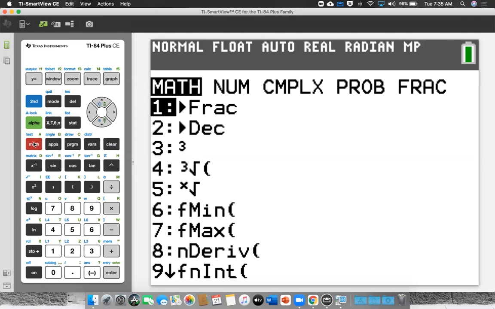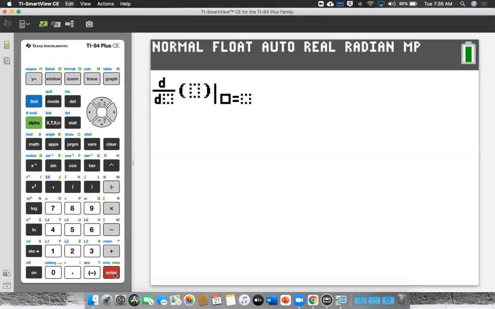Okay. And then there's a couple categories here: math, numbers, complex, probability, and fractions. We're going to stay with math, and we're going to go down past all of these to where it says nDeriv. Then you're going to hit enter. That should look familiar. That is what we've been seeing, right?